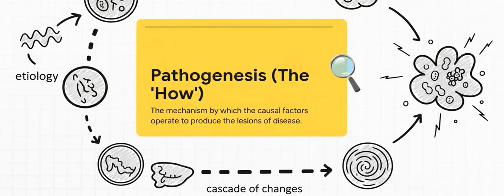Okay, so next we ask about the pathogenesis. This is the how. It's the step-by-step sequence of events that connects the cause to the result. So in our example, that atherosclerotic plaque suddenly ruptures. On top of that rupture, a blood clot, a thrombus, forms, and that thrombus completely blocks the artery. That entire cascade of events, that is the pathogenesis.